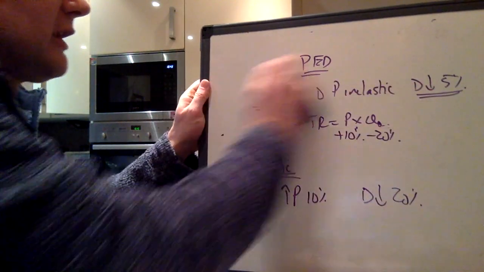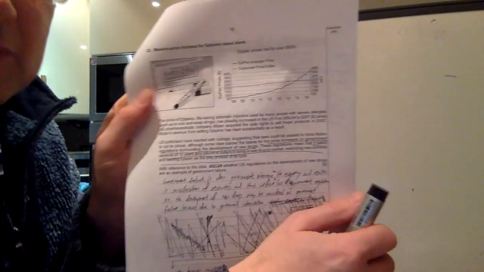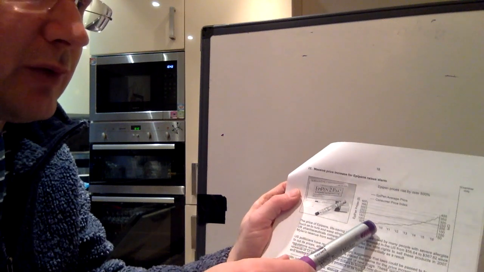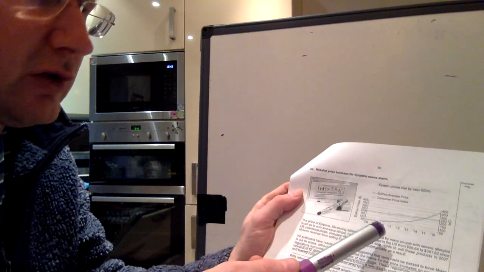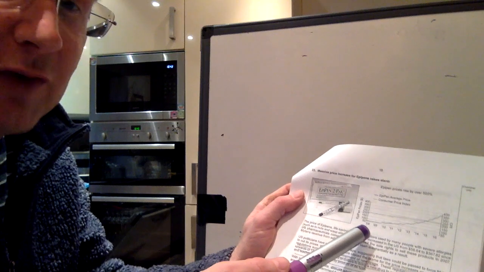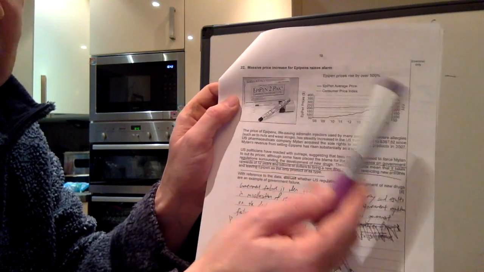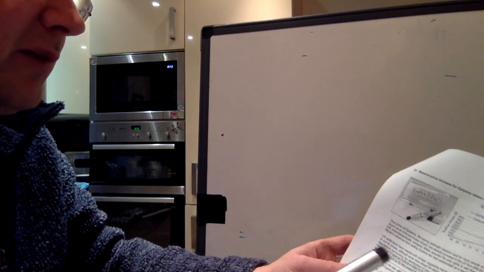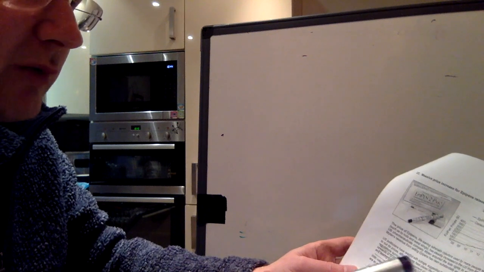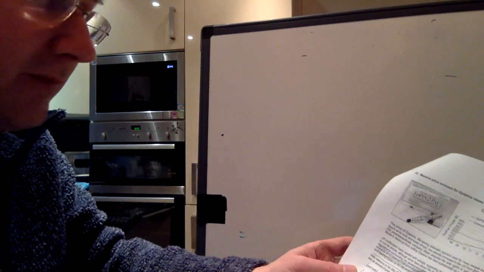Okay, so the next one's about government failure. It's all about these EpiPens, and you can see that the price has gone up over 8 years, massively, far more than the consumer price index. That's what the graph shows you. That's a double axis graph. And then why has it? A US pharmaceuticals company, Mylan, acquired the sole right to acquire them.